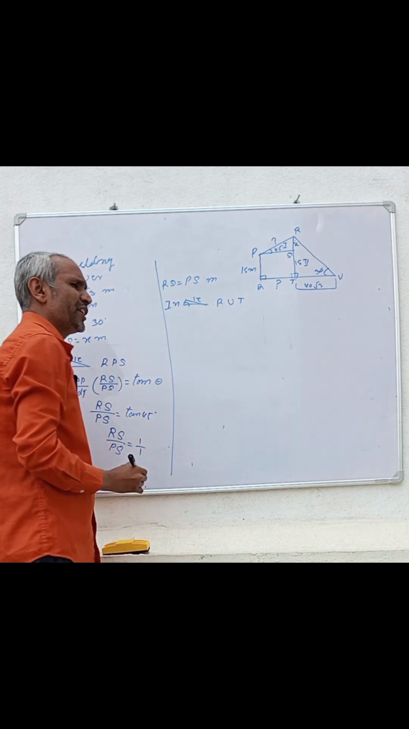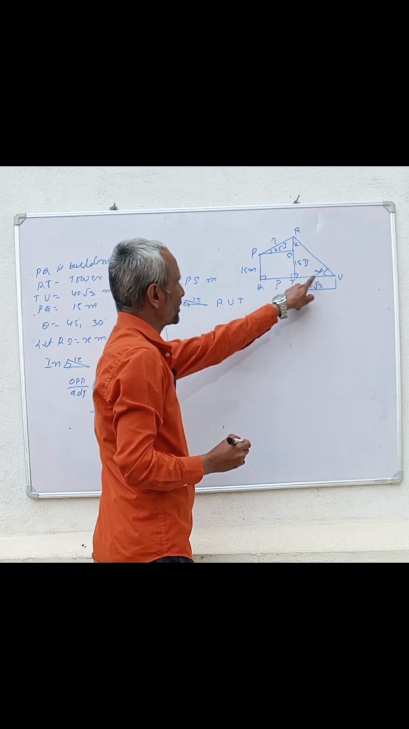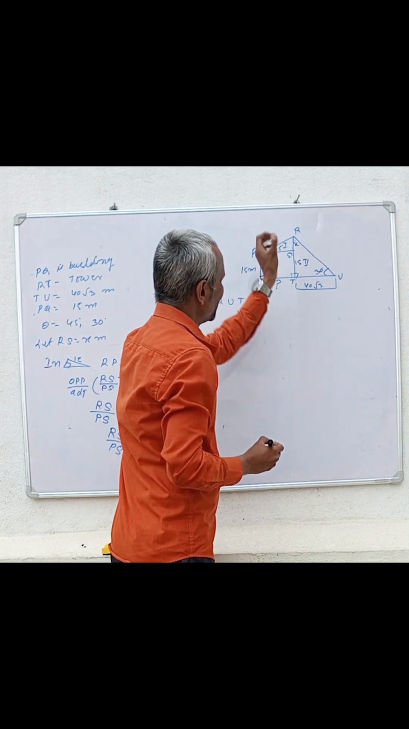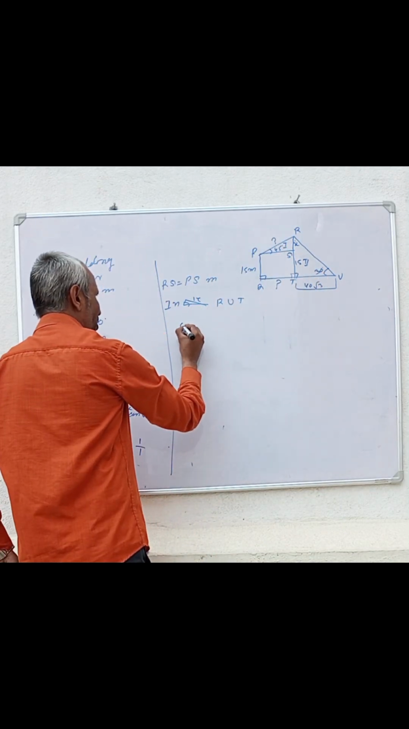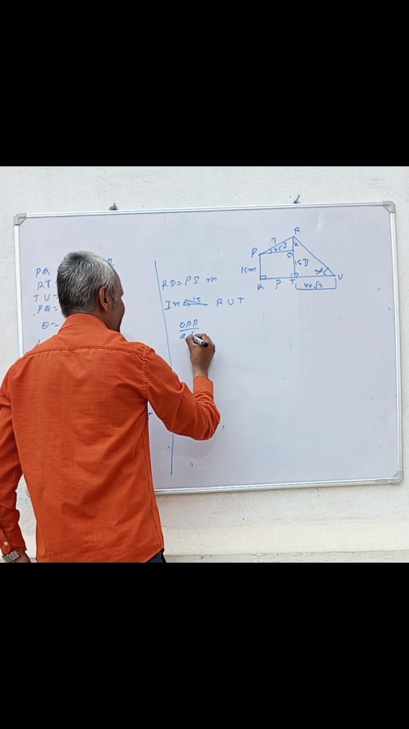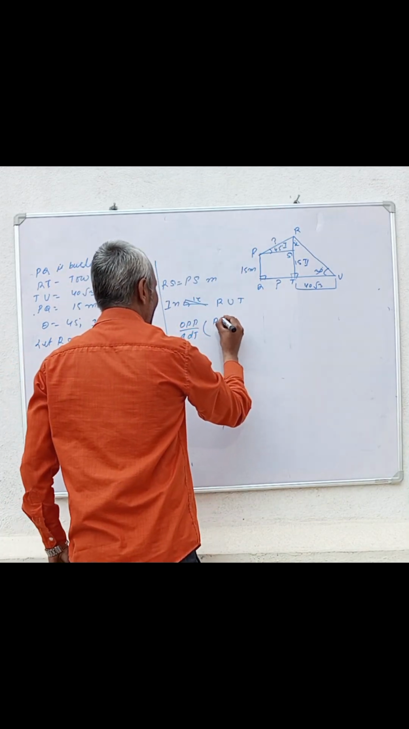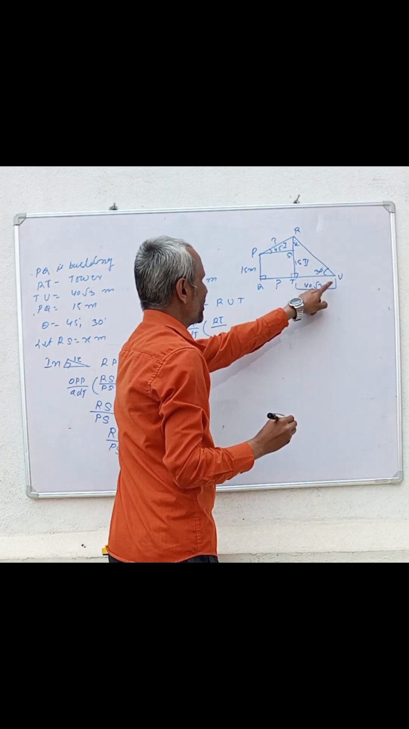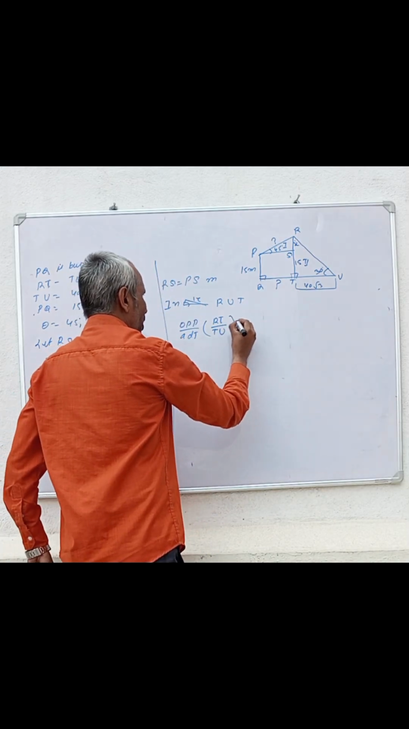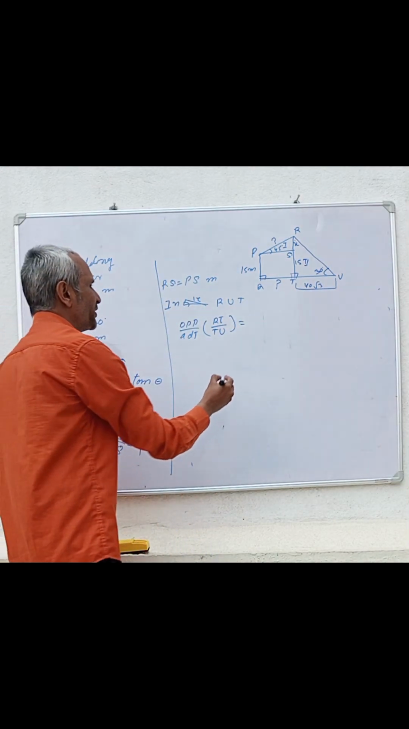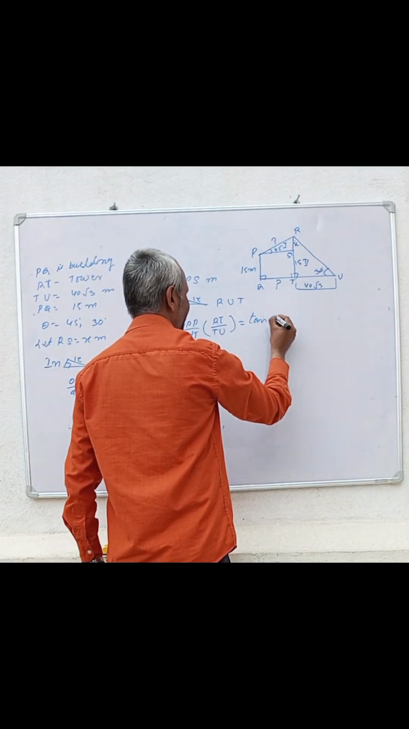What is that? This is the 30 degree. So this will become the opposite, and this will become the adjacent. So opposite by adjacent. What is the opposite? Opposite given here is RT, and by this adjacent, which becomes TU. So RT, opposite by adjacent, is equal to tan theta. So we have written tan theta.